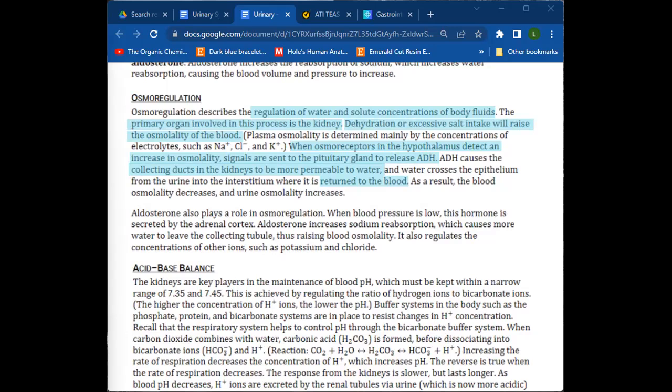Okay, then aldosterone also helps with osmoregulation. Right, when blood pressure is low, this hormone is secreted by the adrenal cortex. And then aldosterone is supposed to help increase sodium reabsorption. And like I said, wherever sodium goes, water will follow. So if more sodium is going back into the blood, then so will water. And so if more water is going back into the blood, then that can help increase the blood volume, which will then help increase the blood pressure.